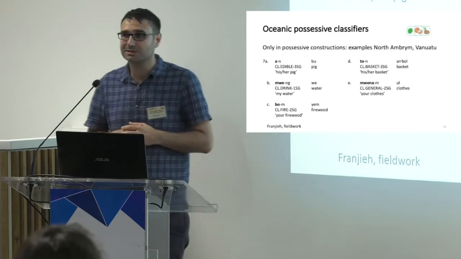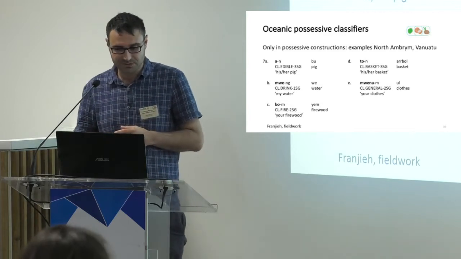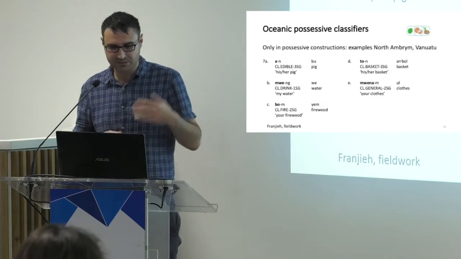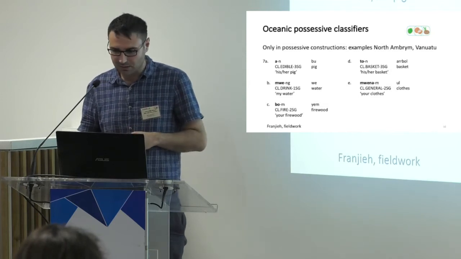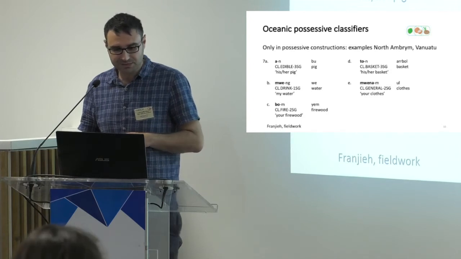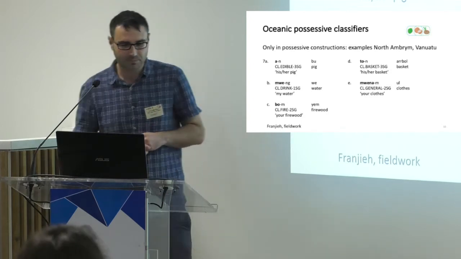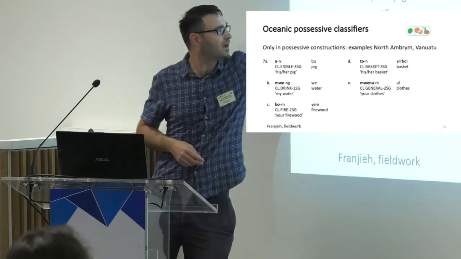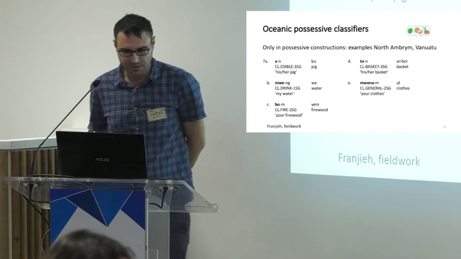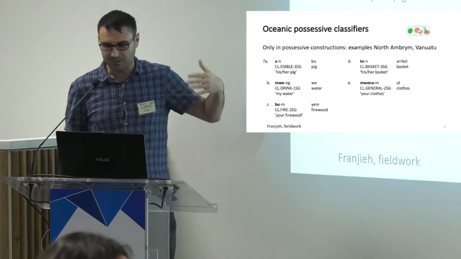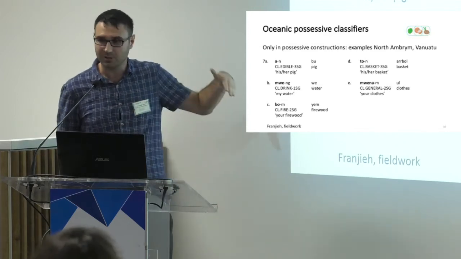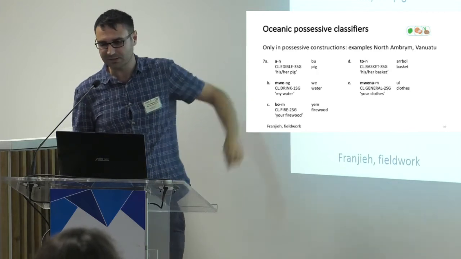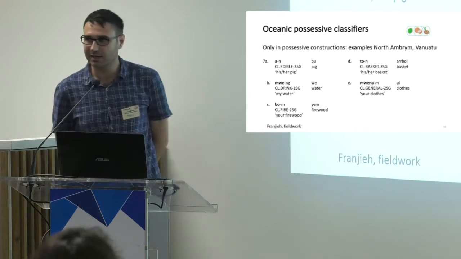So the classifier systems we're looking at are just the possessive classifier systems that are found in the Oceanic languages. A quick example here is one from Northumbrian, which has 5 classifiers that occur in the indirect possessive construction, where the possessor pronominal is attached to the classifier, and the possessed noun is on the right-hand side. So we have in Northumbrian 5 different classifiers, one for edible items, one for drinkable items, one for firewood, one for baskets, and one for everything else.